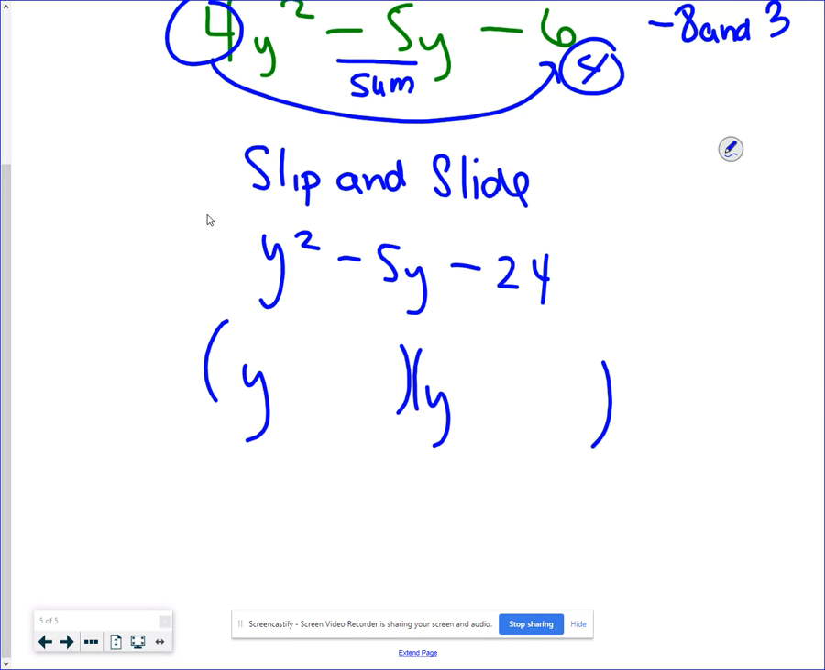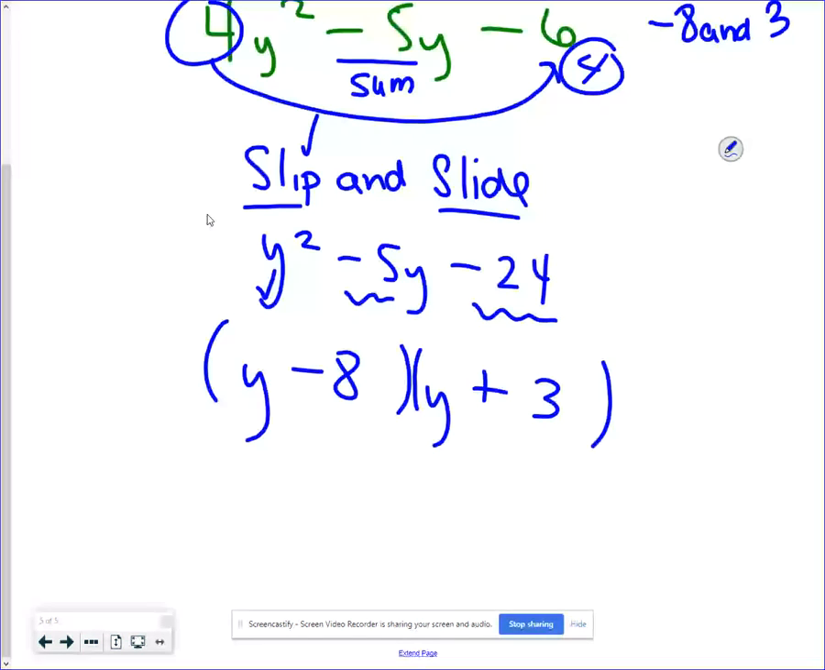So I'm going to put y and y down because that's y squared. What 2 numbers multiply to be -24 and add to be -5? -8, +3. Now this is not your answer. I see a lot of students stop here and think those are the factors. But we're using slip and slide.